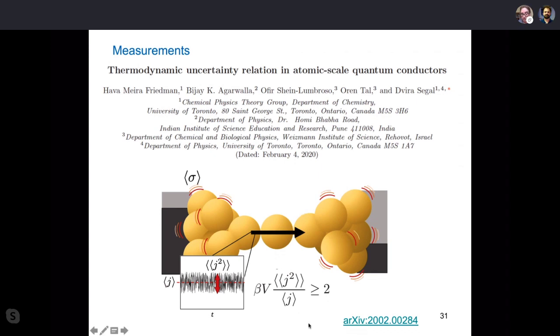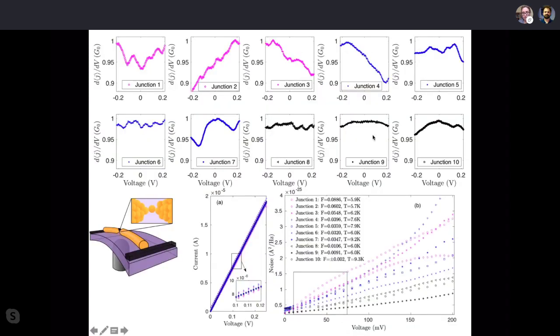So essentially we have the current, we have the noise, and now we can put them together and build this left-hand side. We refer to it as the TUR ratio, and we can test whether we satisfy this inequality. This is a short, simple manuscript, with a little bit of theory to show that based on the experimental parameters, the temperature and the applied voltage, we do expect this inequality to be satisfied in this system, and then some measurements showing indeed what they get.